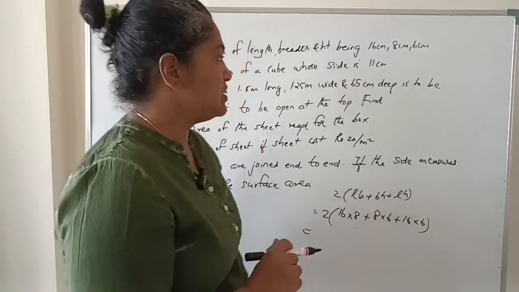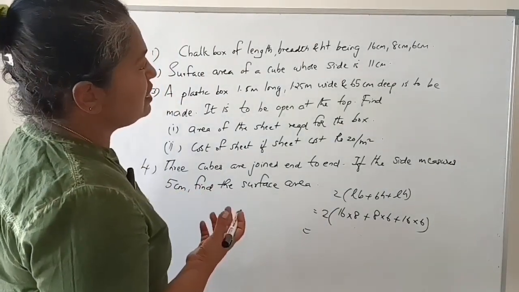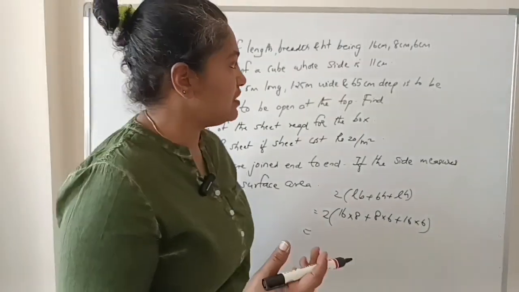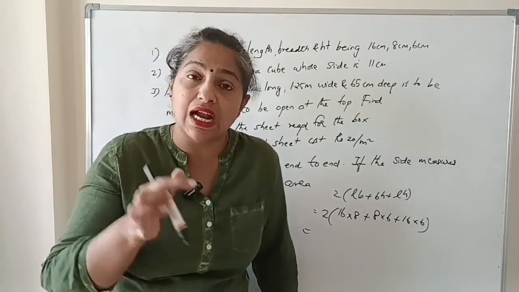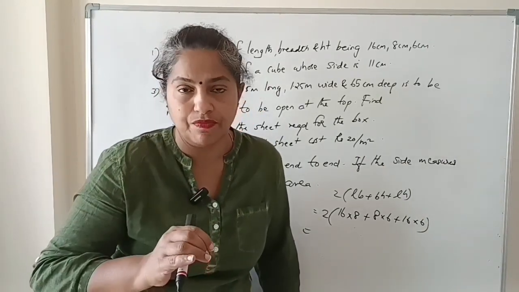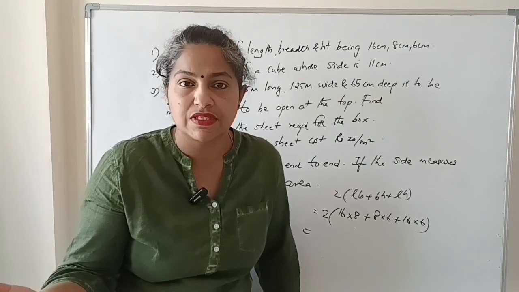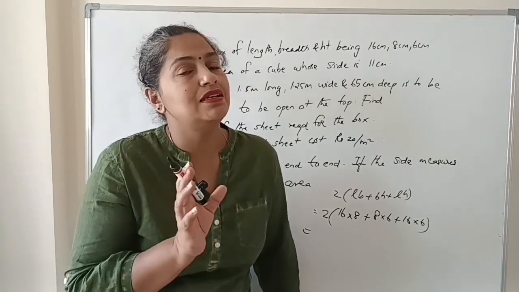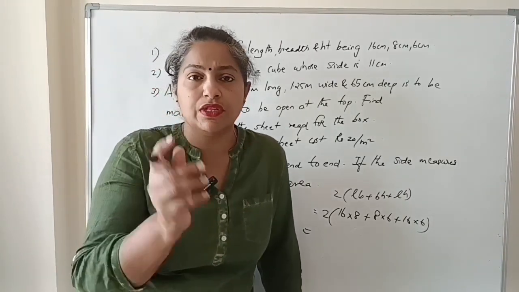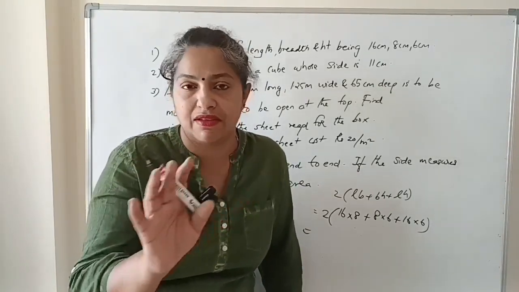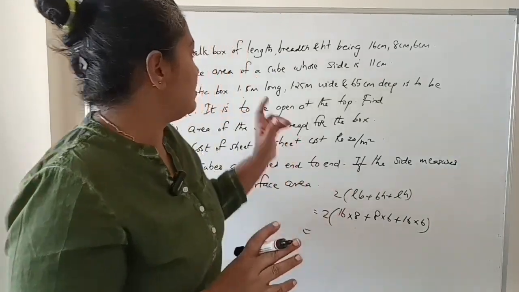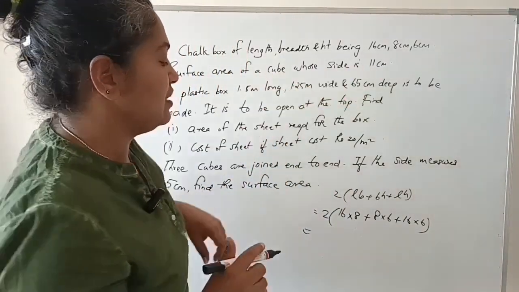Now, let us see how the second one is done. You have to find the surface area of a cube whose side is 11 centimeters. So, whenever in the question they say surface area, they mean the TSA unless it is specifically mentioned to you. Even if they do not say total surface area, you have to assume that it is total surface area unless they have told you to find the lateral surface area or find the area for covering the lateral faces, etc. So, here we have to find the surface area of a cube whose side is 11 centimeter.